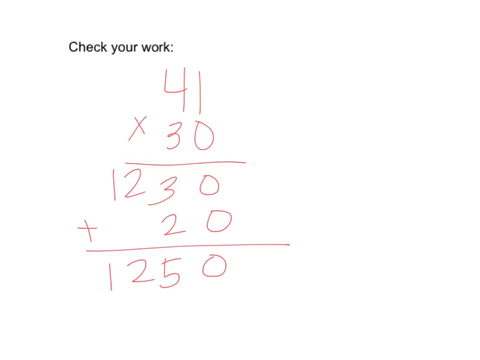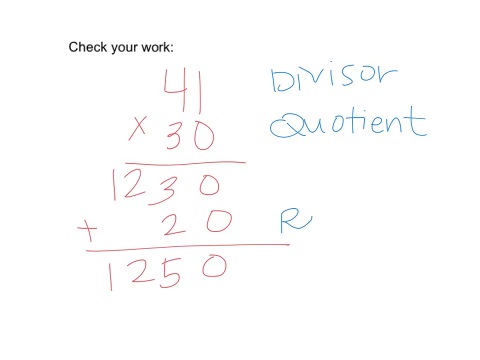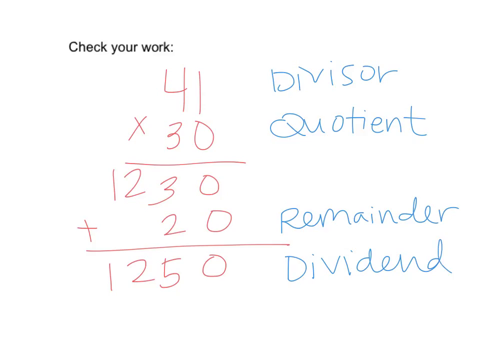So again, this is my divisor multiplied by the quotient, and then add my remainder, and it should give me the dividend. If it doesn't, go back and check your work.